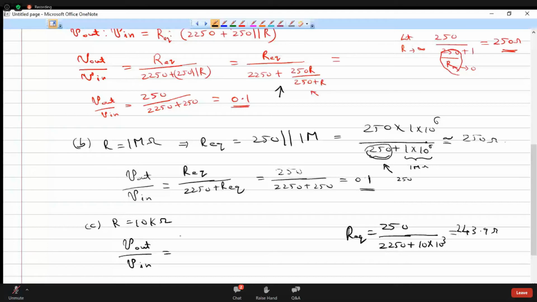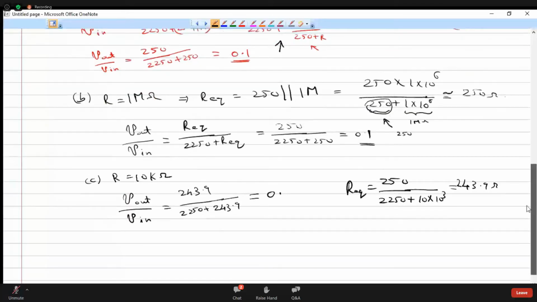So while substituting this, it will be 243.9 upon 2250 plus 243.9. So that ratio will come to 0.098. This ratio will start to reduce. It will start to decrease.